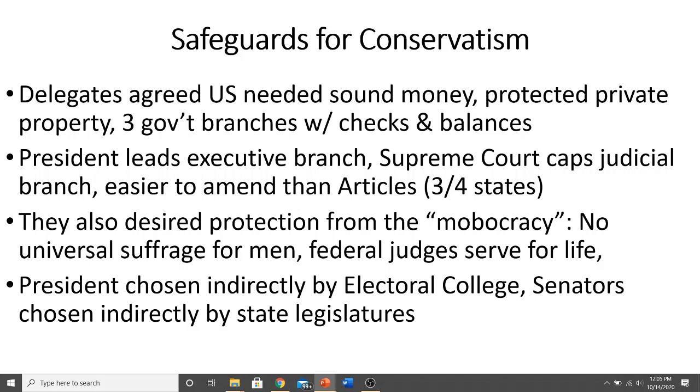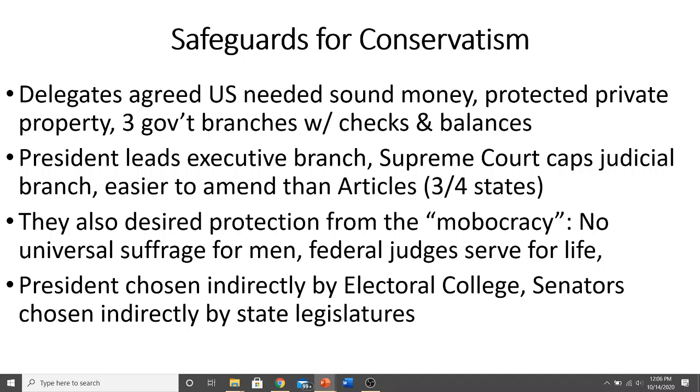Other things put in there, delegates agreed the U.S. needed sound money, which will come later in Hamilton's economic plan, protect private property, and 3 government branches that help each other with checks and balances. We do create an executive branch in this government led by the president. We also create a judicial branch known as the Supreme Court, and we also can create amendments to the Constitution through just 3/4 of states' approval rather than unanimous. I also desire protection from the mobocracy, a key phrase that you'll see me throw out there. There's no universal suffrage granted to anyone. Instead, it was limited. Federal judges also serve for life.